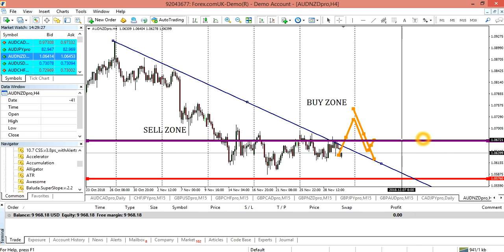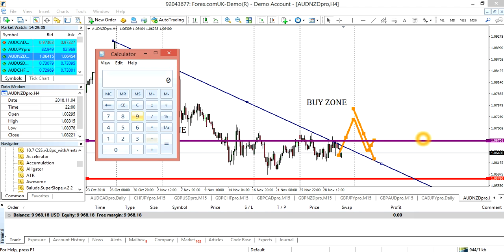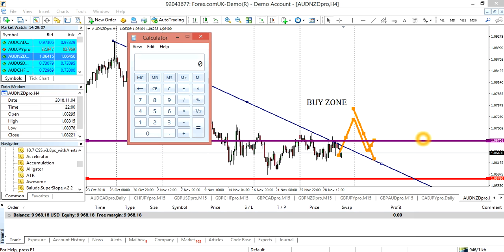And my stop, hypothetically speaking, is 1.0576. How many pips am I risking? How many pips would that be for my entry? So it's 10670 minus 10576. That is 94 pips. So I know that I'm risking 94 pips. If I'm risking 94 pips, I want to go for 3 times that. 3 times 94 is 282.